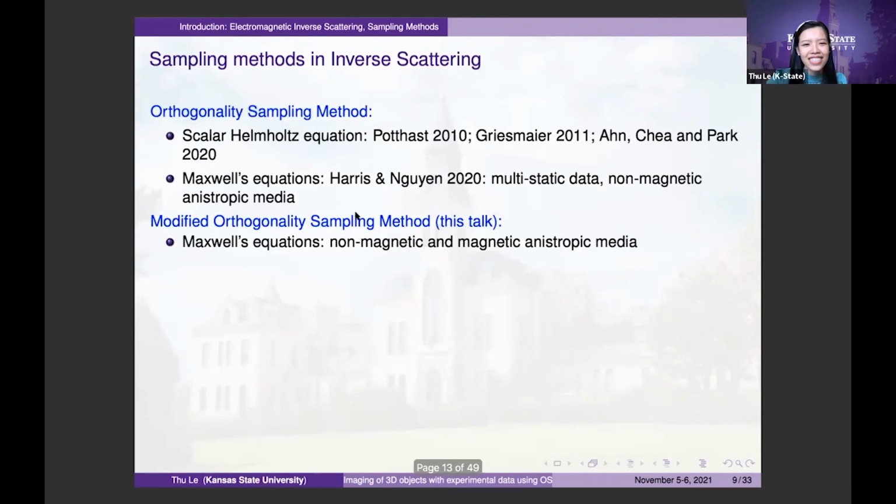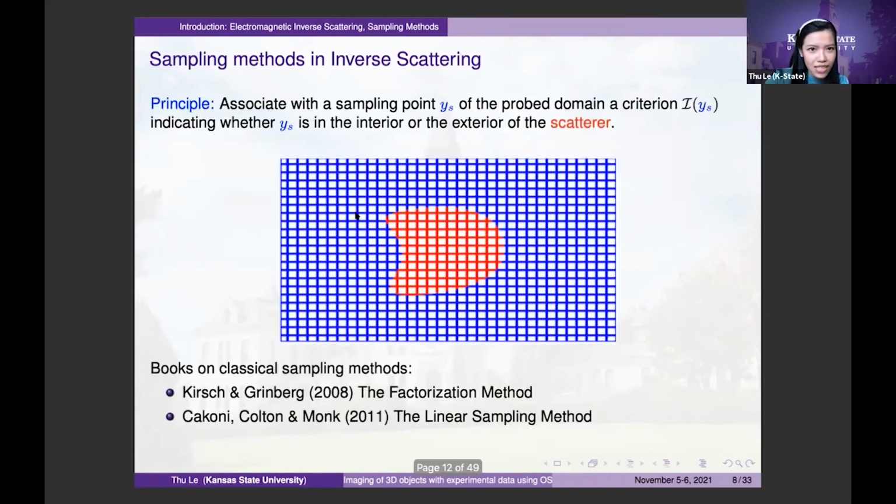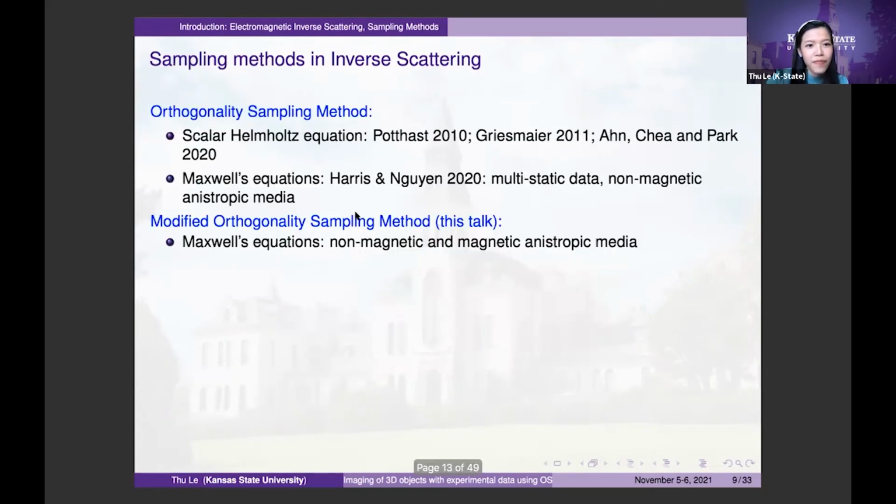Great questions. So here, I list some literature about the orthogonality sampling method. And in this talk, we want to investigate the modified orthogonality sampling method. And we study it for Maxwell equations in non-magnetic and magnetic anisotropic media.